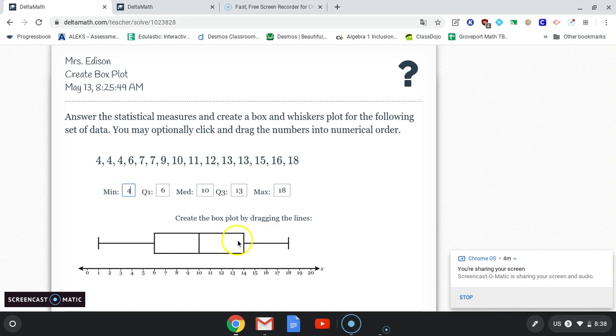I moved the top to 18. Quartile 3, that's going to be this long one right here. I'm going to move that to 13. Quartile 1's at 6. And then my minimum is at 4. So I move my data there.